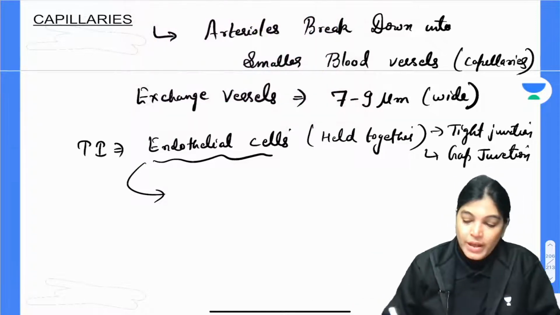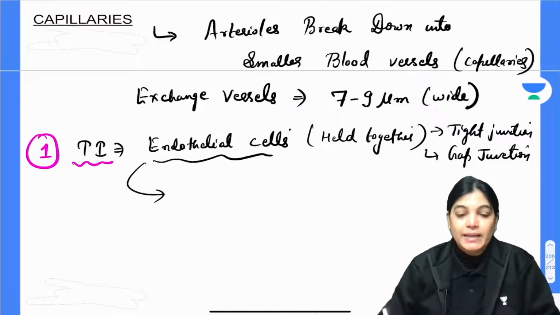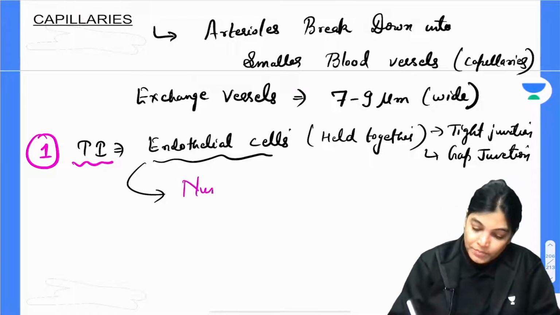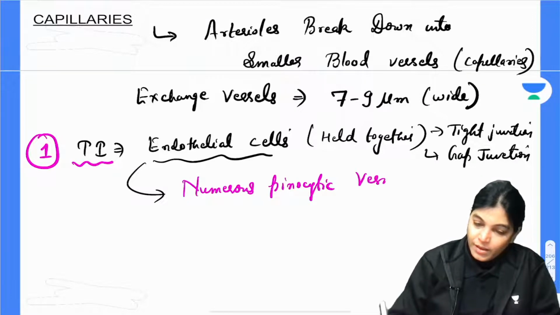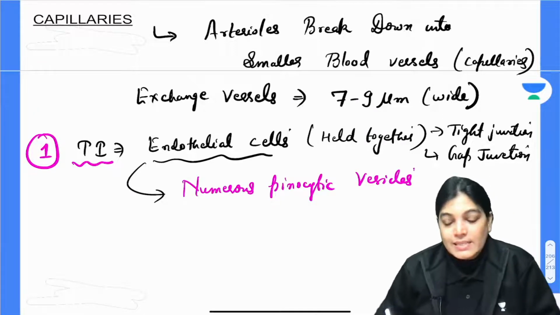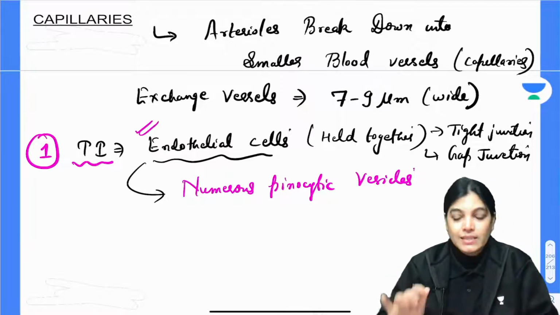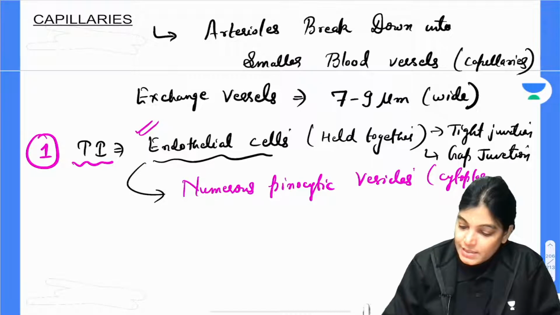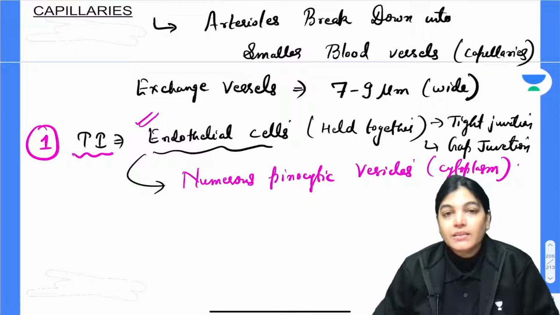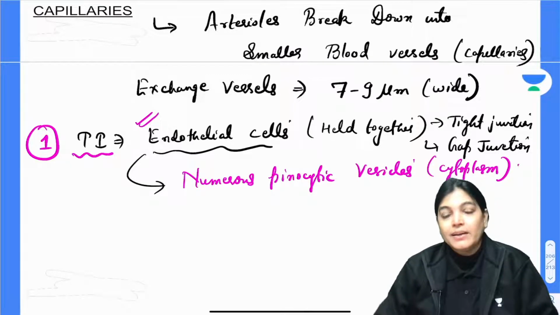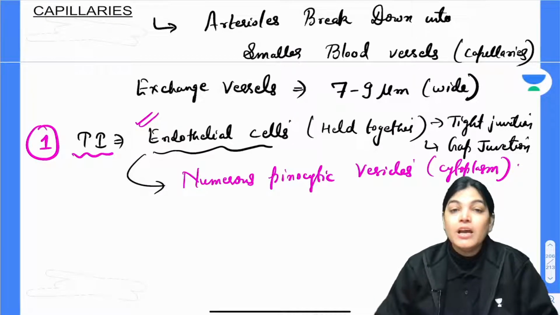Very important for you to know that the endothelial cells of the tunica intima, the first layer, contain numerous pinocytic vesicles, and these pinocytic vesicles are seen in the cytoplasm of the endothelial cells. What is the function? They are involved in transmitting materials across the endothelial lining in either direction. The transport is possible because of the presence of endothelial cells containing pinocytic vesicles.